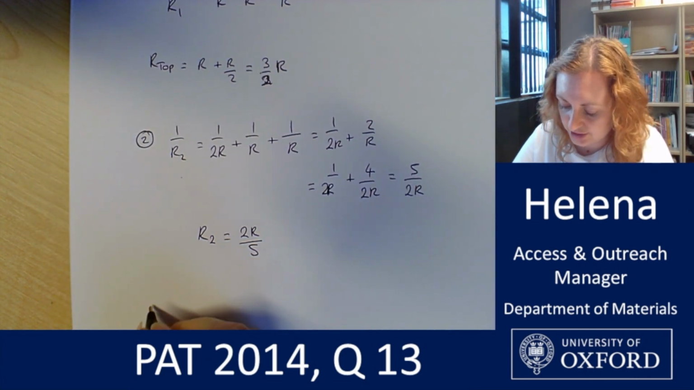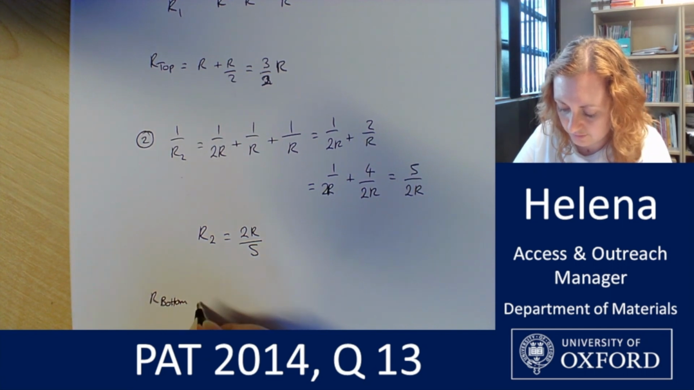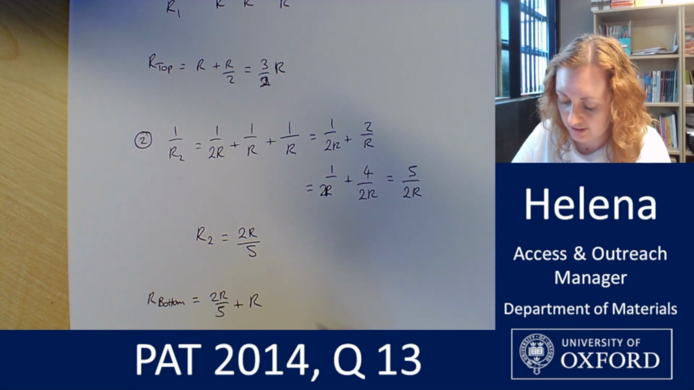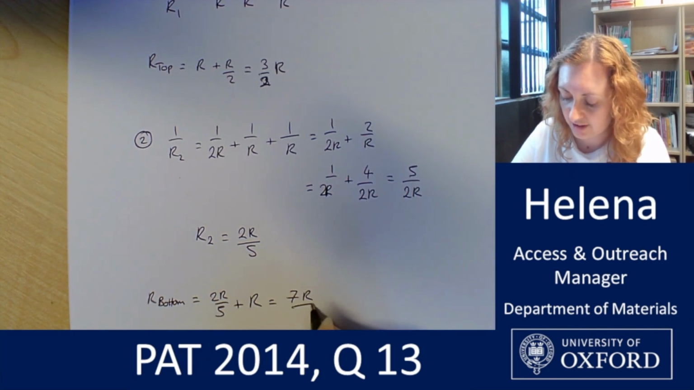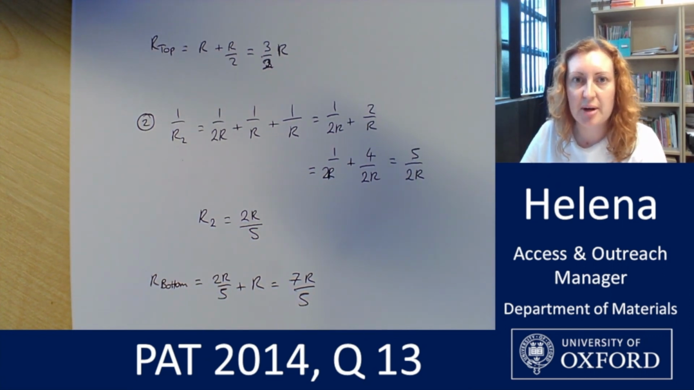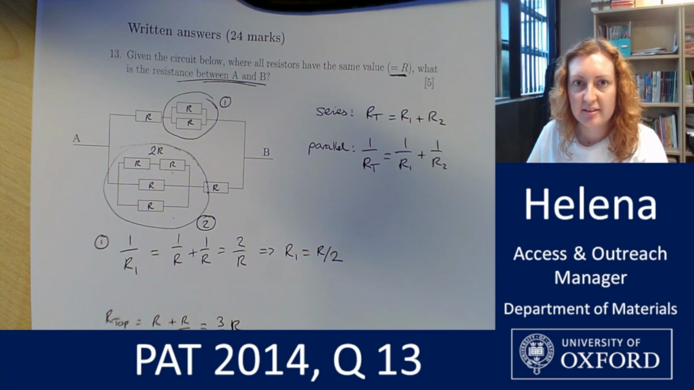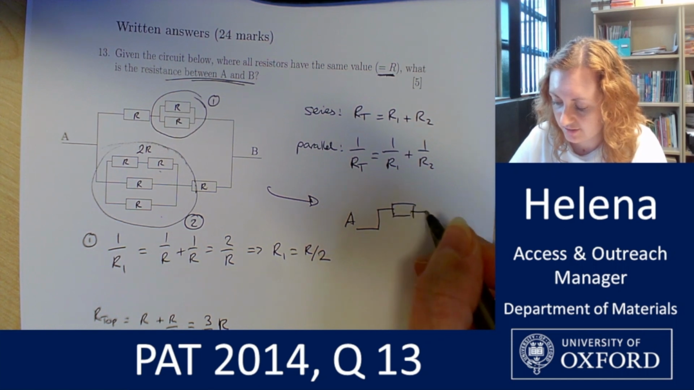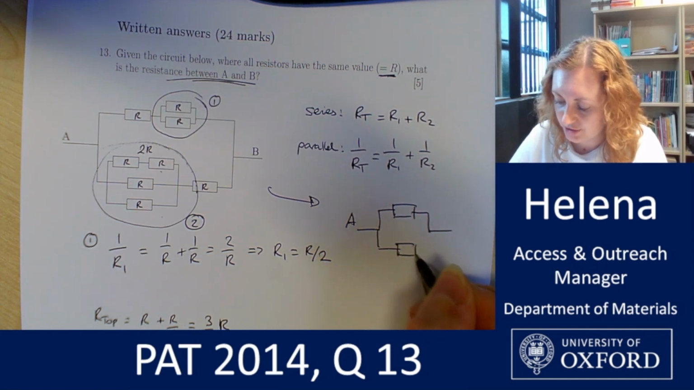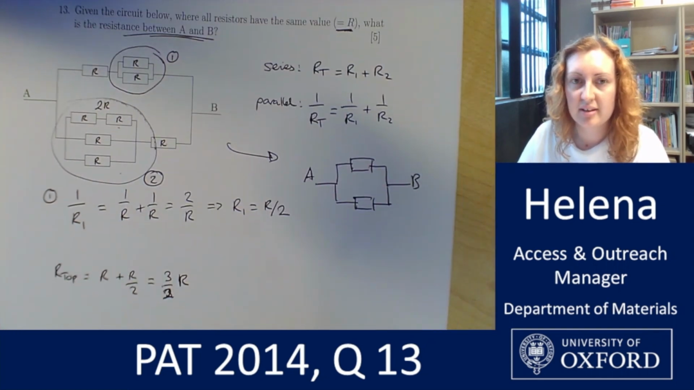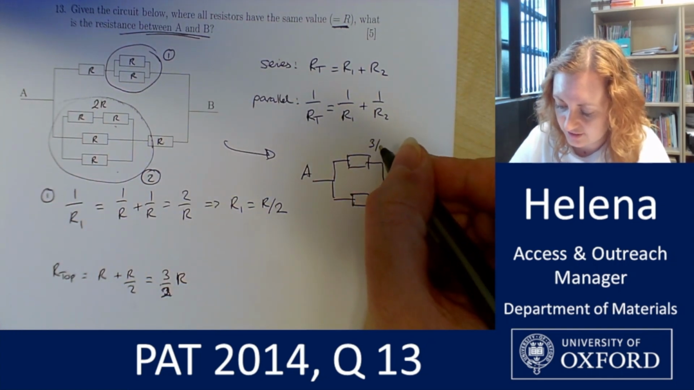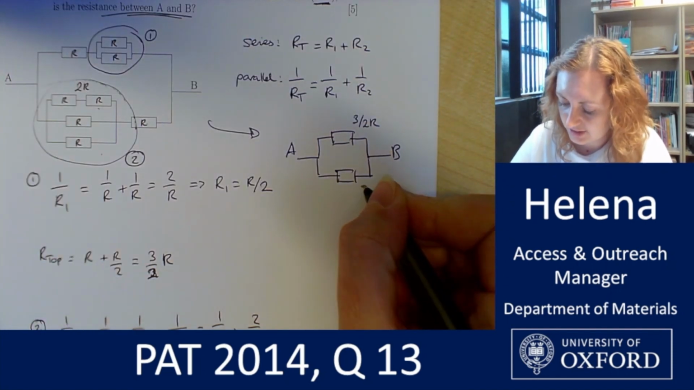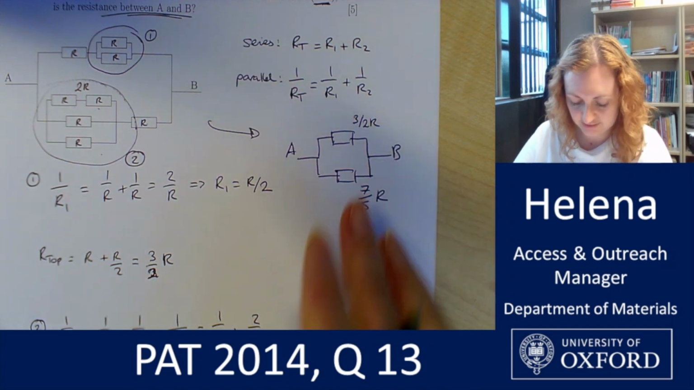So let's calculate the bottom. R bottom is equal to 2R over 5 plus R, which is equal to 7R over 5. We've worked out our resistance for our top and bottom branches, so this circuit is equivalent to something that looks a little bit like this. We've got a top branch, which we've calculated the equivalent resistance of, and a bottom branch. This top resistor is 3 over 2R, and this bottom one is what we calculated down here, which is 7 over 5R. Excellent.